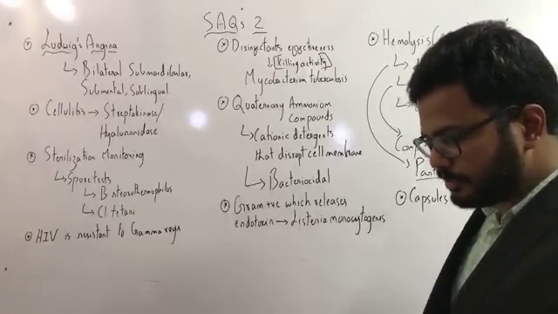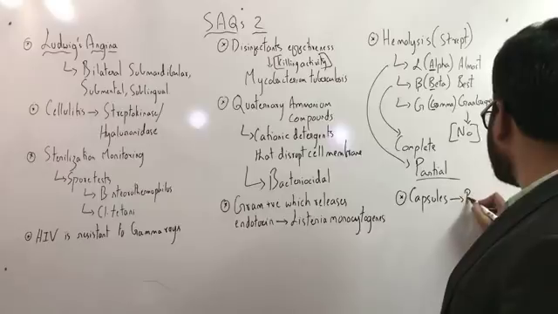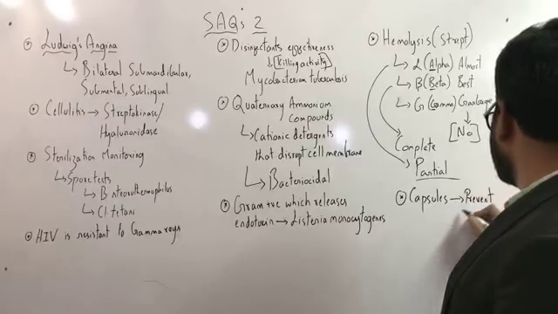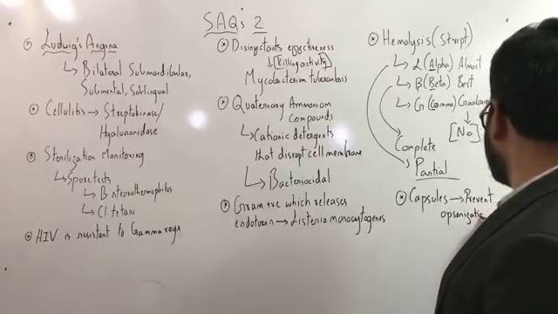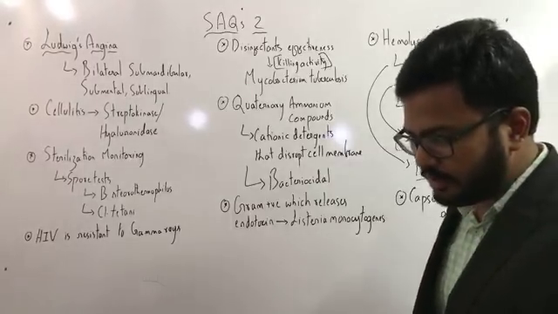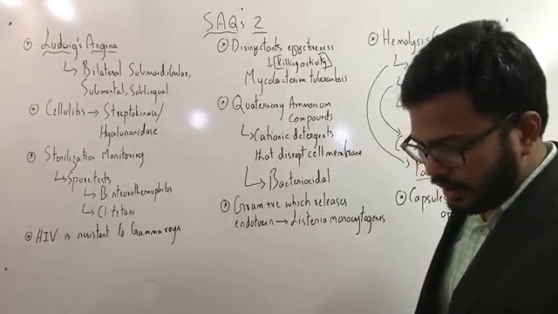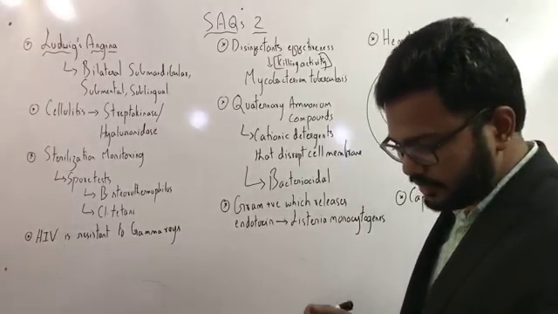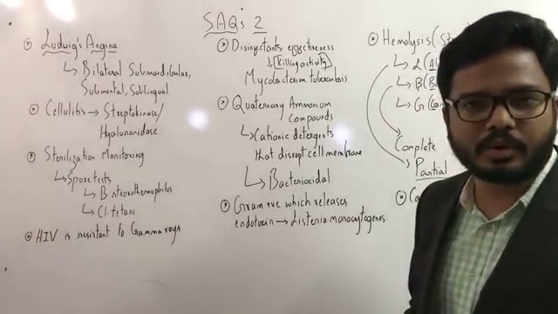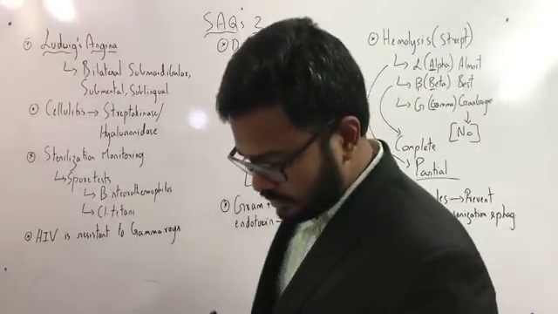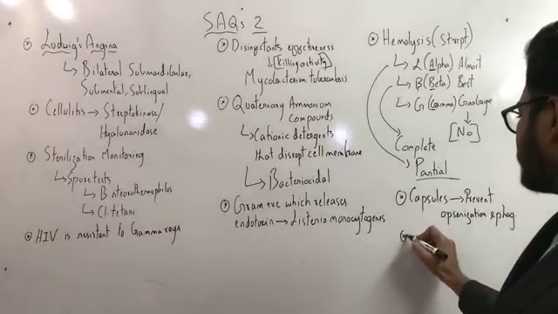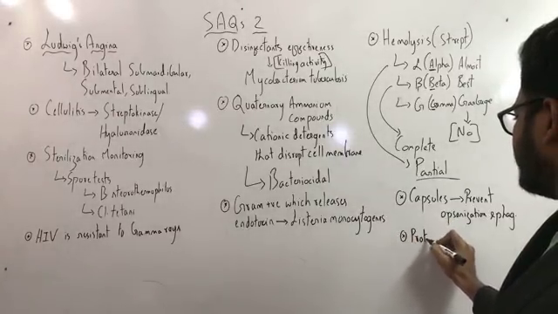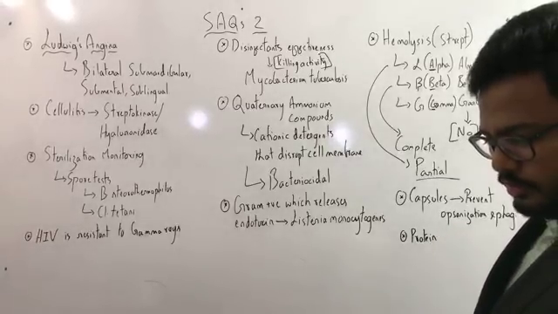Yes, capsules prevent opsonization and phagocytosis, as you rightly mentioned. Good. And also we have various surface proteins like M protein and protein A. You can just make a note, or do you want me to write on board? It's better if I put it on board. Various surface proteins. Protein A.